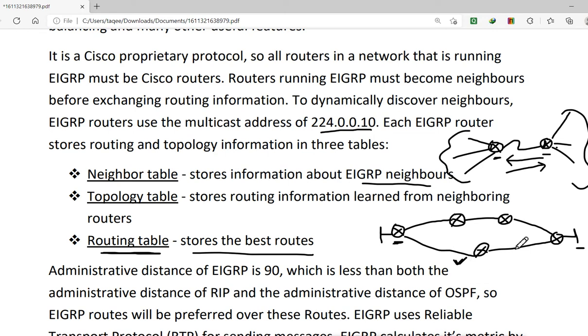Now what happens if this path goes down? There is another path also, but the router has to calculate that path. If we have configured RIP here, then RIP will redo the calculation. It will do the calculation again, exchange the information with other routers, and then calculate the path and take the best path. Let's say for example we have another path, but that is not that good.